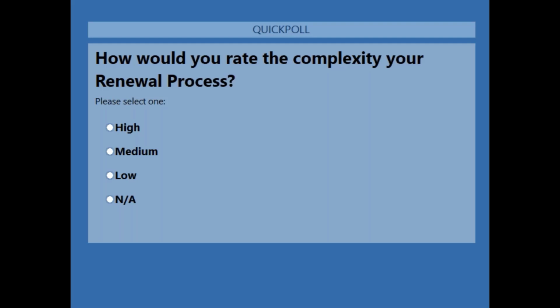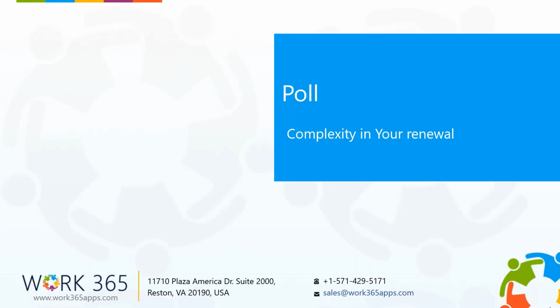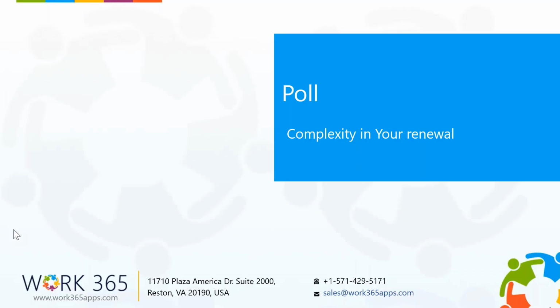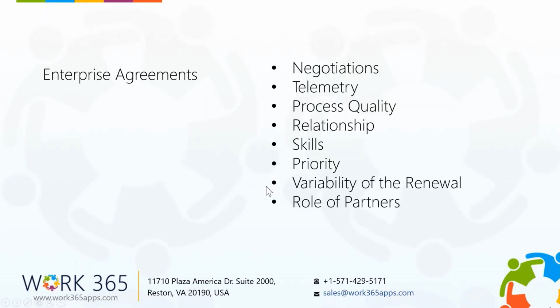Okay, almost done. We have more than 60% of the votes in. I'll just give it another quick 10 seconds. All right, here we go. I'm going to share the poll here so you can see the results. It looks like more than half of the group here has medium to high complexities in the renewal process. That's pretty interesting. Okay, we'll see how we can simplify that on the CSP side. All right, I'm going to hide that now and go back to my presentation. Hopefully you're seeing my screen. We'll move on to the next slide.